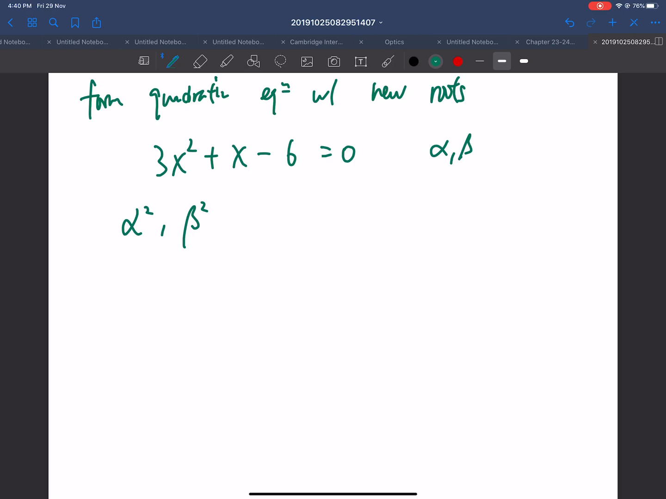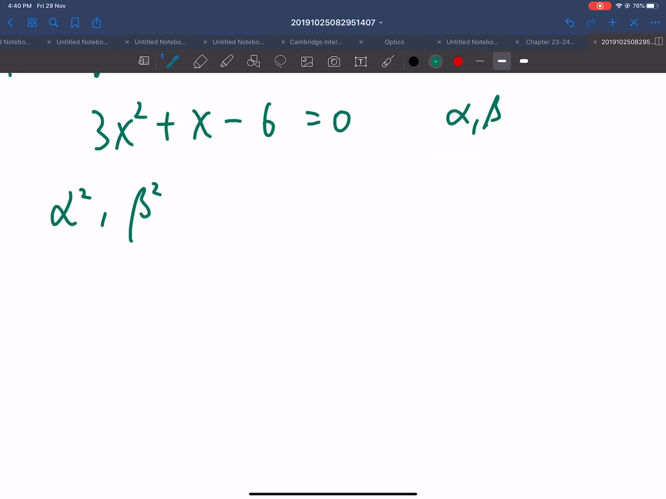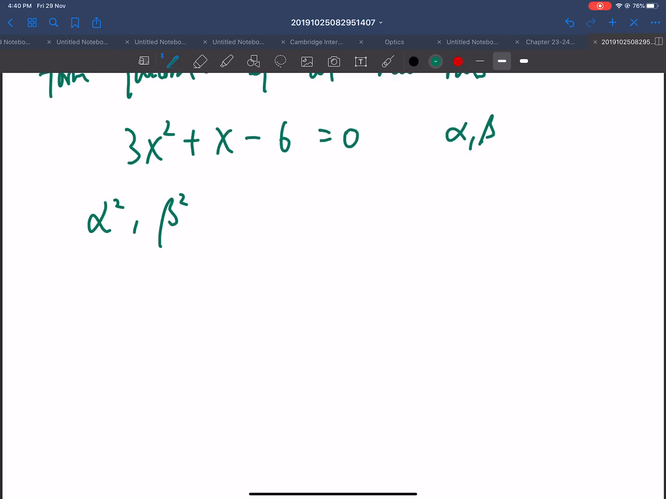Now it's not good to find exactly what alpha and beta are, and then square them and then form a new formula. Of course you can do it, but it will use a lot of time, because in most cases alpha and beta are not integers. They are something with the square root or i. It may be very complicated. So what you should do probably is, the new roots are alpha square and beta square.